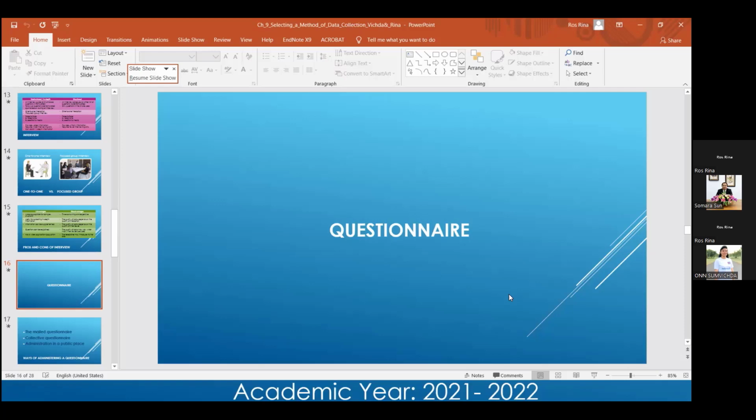Between the questionnaire and interview, we can say that for the questionnaire, the respondent needs to record or answer by themselves. But for interview, the interviewer needs to record the answer. So they just go to interview, ask the respondent the question, and then they record it by themselves.